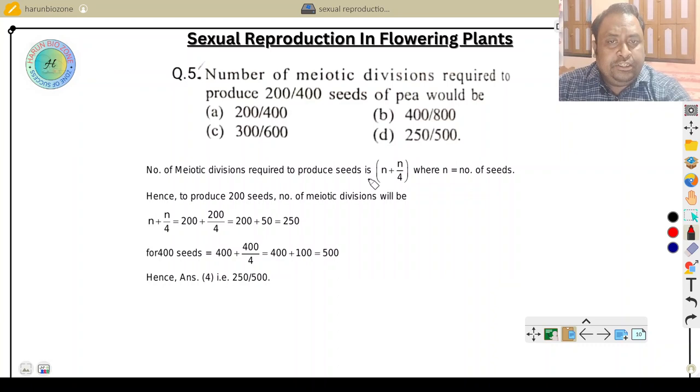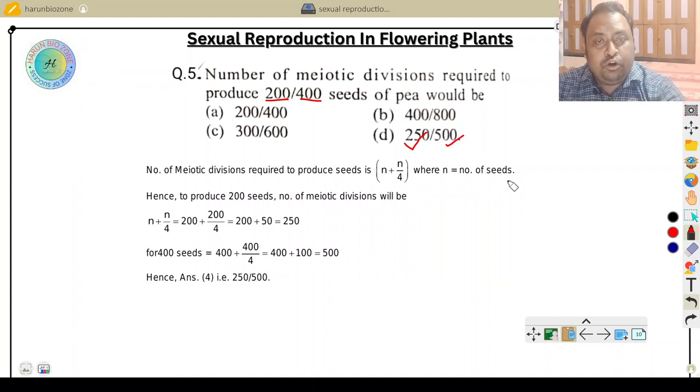The number of meiotic divisions required to produce seeds is n plus n by 4, where n is the number of seeds. Here, 4 means one meiotic division produces 4 cells. So for 200 seeds, n plus n by 4 is 200 plus 200 by 4, which is 250. For 400 seeds, it requires 400 plus 400 by 4, that is 500.